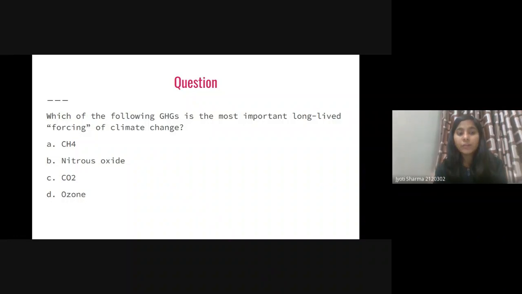Okay, which of the following greenhouse gas is the most important long-lived forcing of climate change? So I have four options: the methane, nitrous oxide, carbon dioxide, and the ozone. Okay, Rashmi gave me answer C.